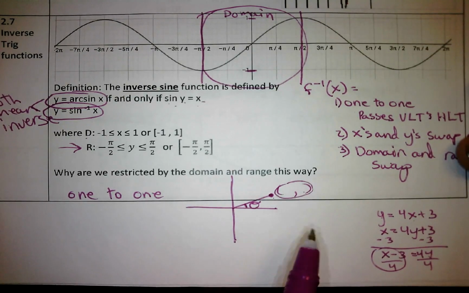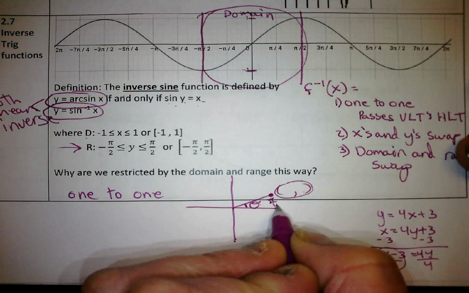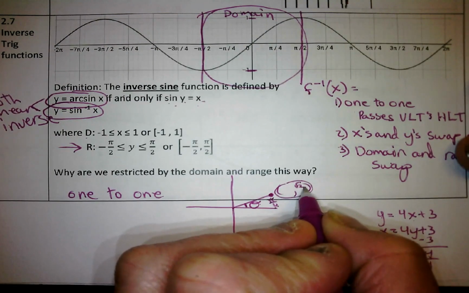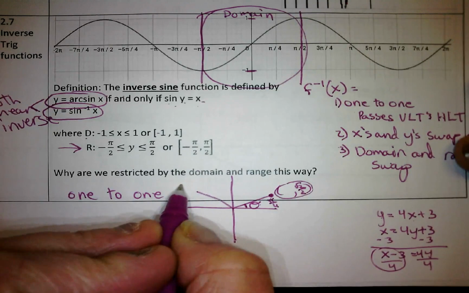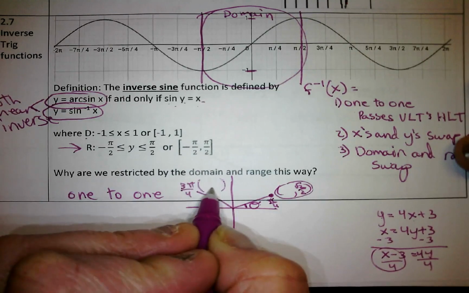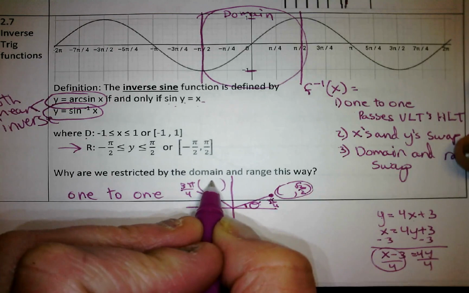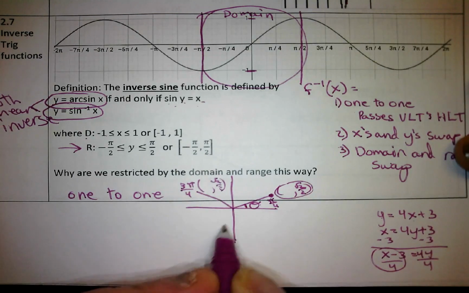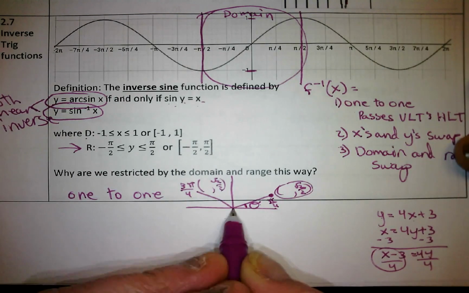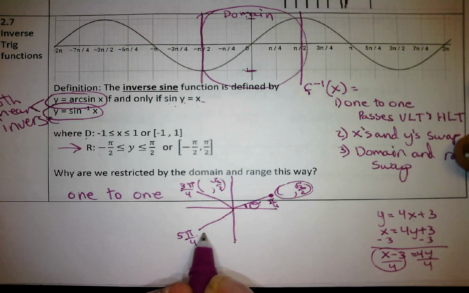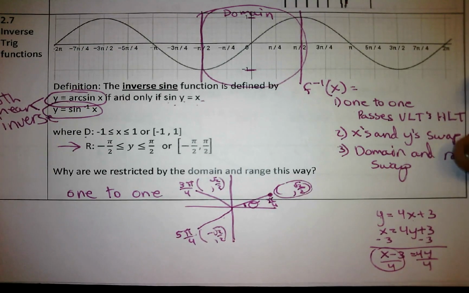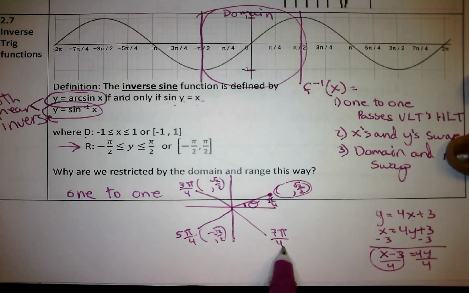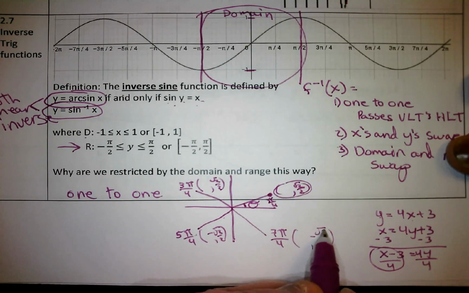But at pi over 4, sine is root 2 over 2. At 3 pi over 4, sine, so I'm just doing my y value here, sine is root 2 over 2. At 5 pi over 4, sine is root 2 over 2, negative. And over here at 7 pi over 4, my sine is negative root 2 over 2.